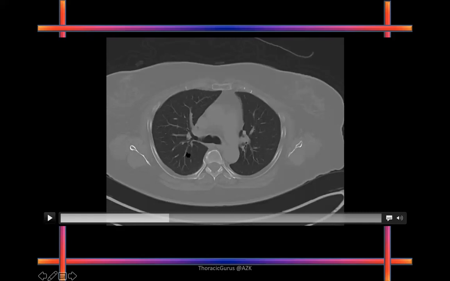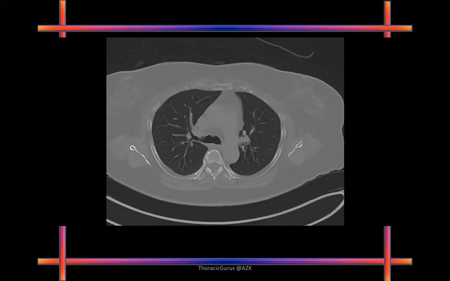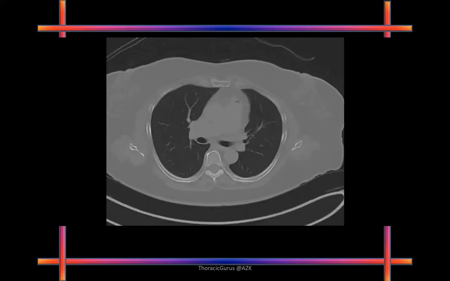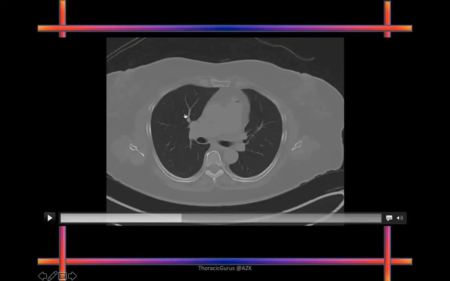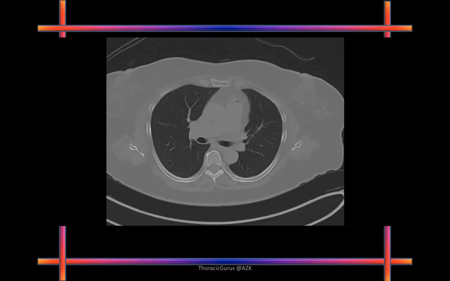Okay? Are you with me? Yes, sir. Keep watching. After the right upper lobe bronchus has gone off, what is the bronchus called? The right lower? No, there's another name. Lobar bronchus? No. Bronchus intermedius. Bronchus intermedius. Okay.